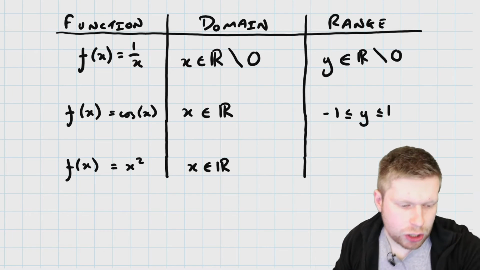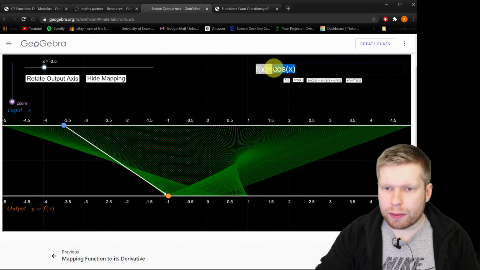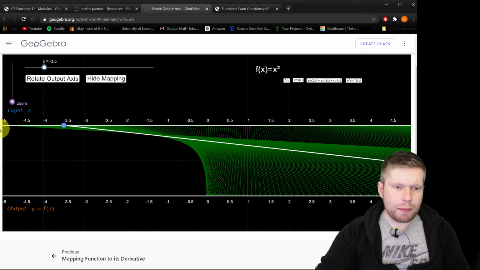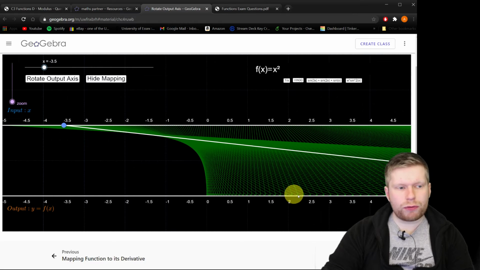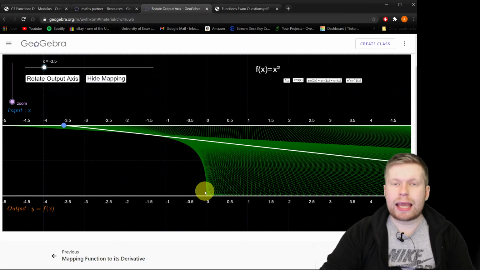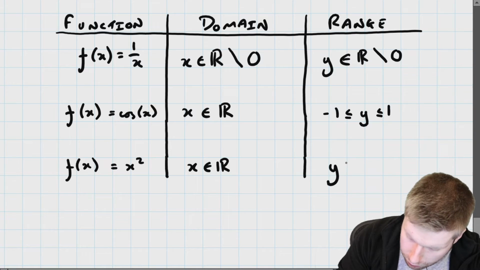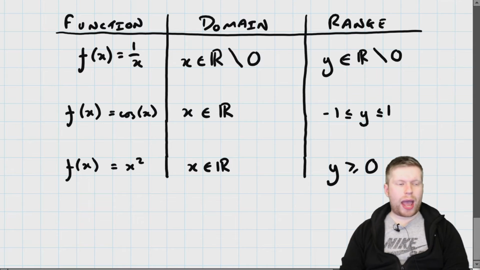But let's think about the range, and it might make sense to have a look again at the mapping. So let's type x squared here. You saw that with x squared, I could stick any value of x in which I like, but it would always get mapped to a value of y which is greater than or equal to 0. In other words, no negative values of y could I get out. No output values would be negative. So the way I would write that is that y has got to be greater than or equal to 0. That would be my range for x squared.